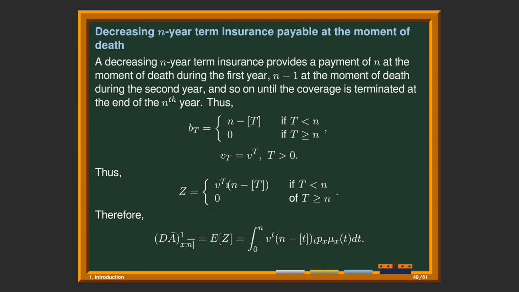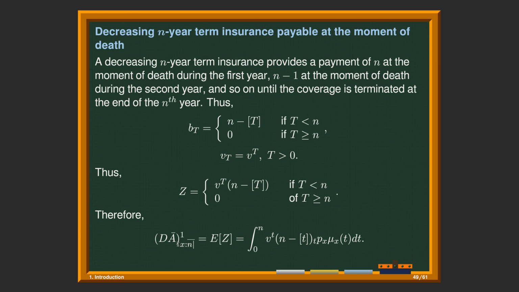It takes v to the t times the quantity n minus the greatest integer value of t if t is less than n, and 0 otherwise, if t is greater than or equal to n. And so the expectation is this, right? And then, of course, we want this representation now for the net single premium.